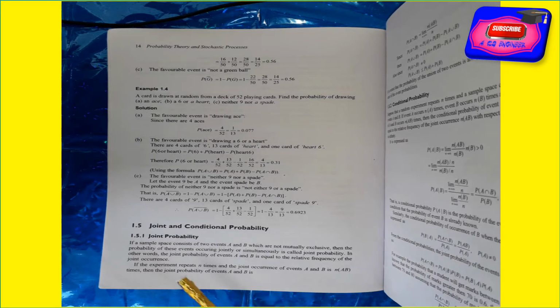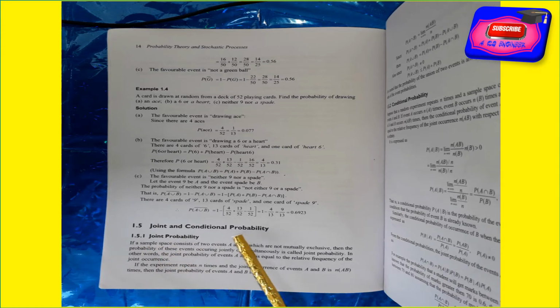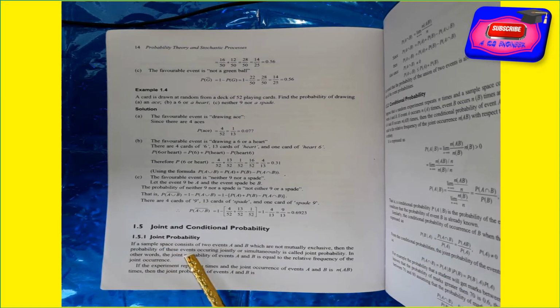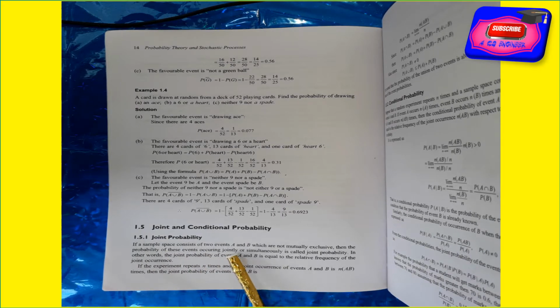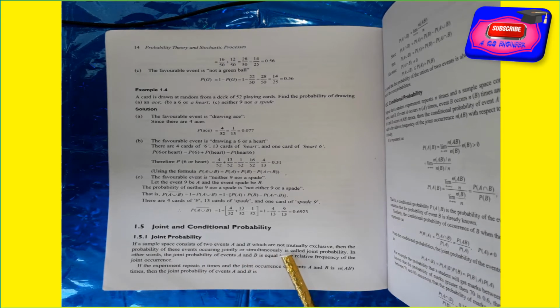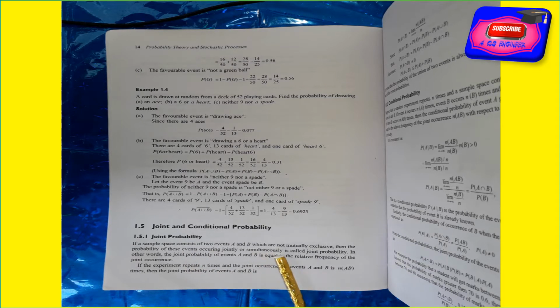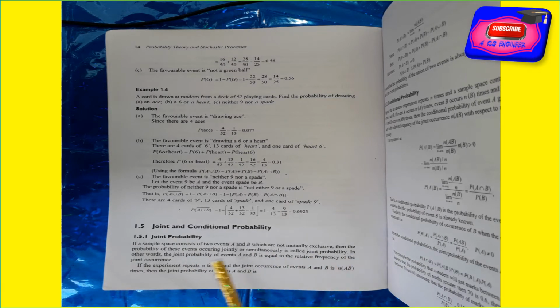Today we discuss joint and conditional probability. Now we discuss joint probability. If your sample space consists of two events A and B which are not mutually exclusive, then the probability of these events occurring jointly or simultaneously is called joint probability.